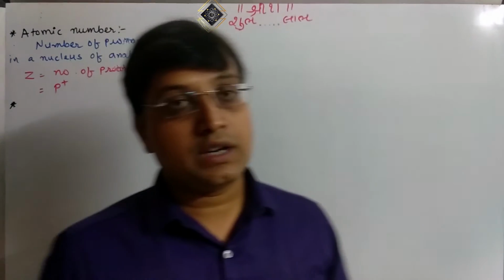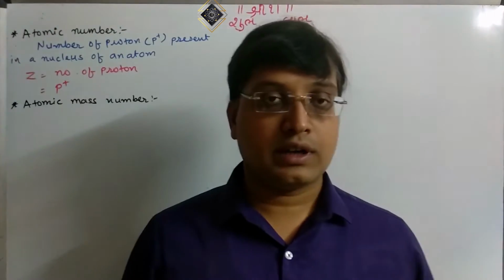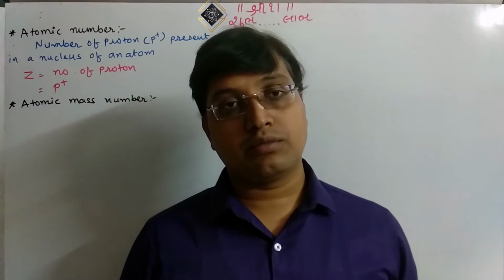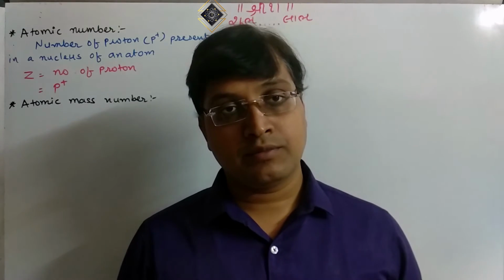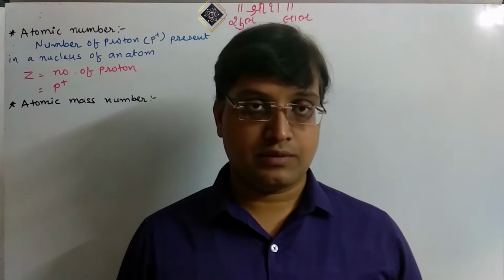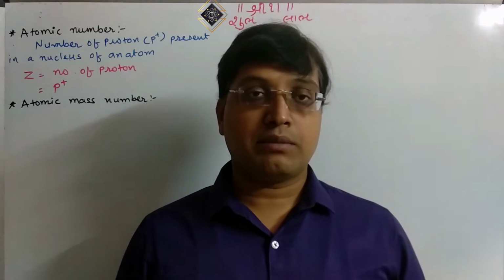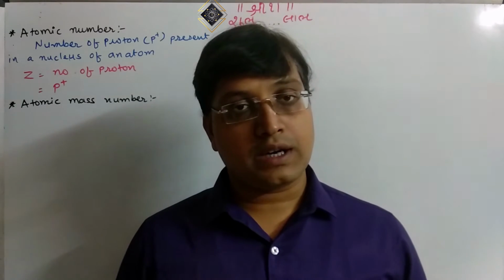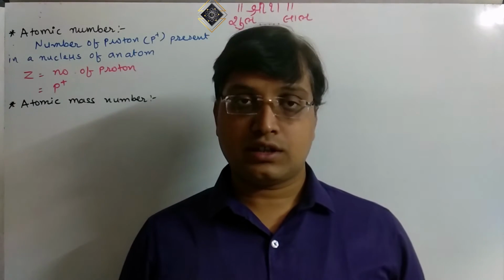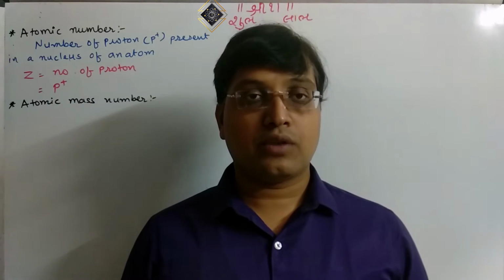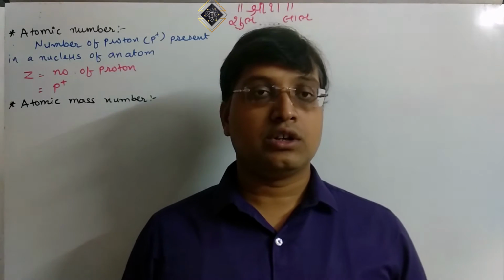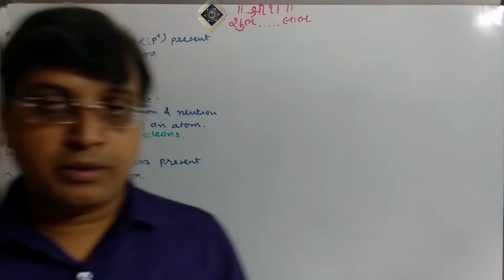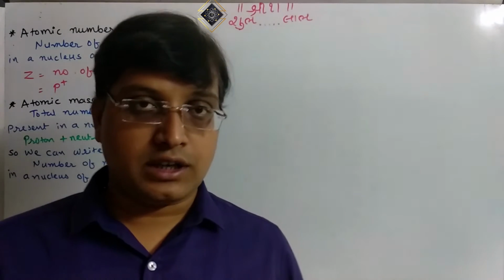Atomic number is denoted by capital Z. Second definition that we have is atomic mass number. Atomic mass number can be defined as the number of protons and number of neutrons present in the nucleus of an atom. Protons and neutrons are combinedly known as nucleons. That means we can define the atomic mass number in another way: the number of nucleons present in the nucleus of an atom is known as atomic mass number. Atomic mass number is denoted by capital A.